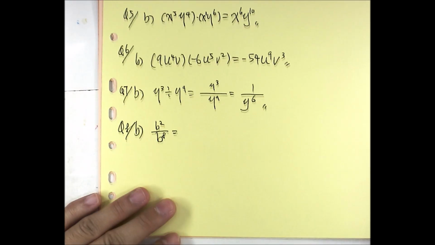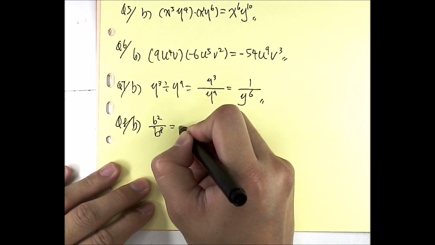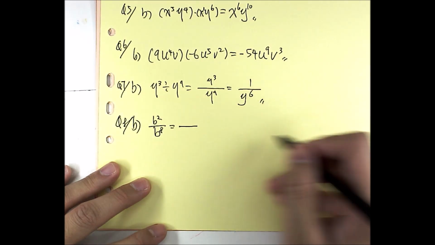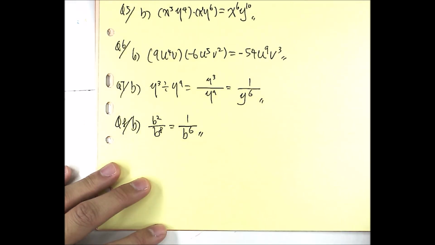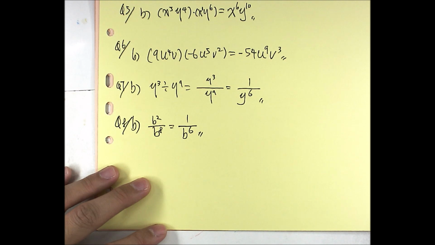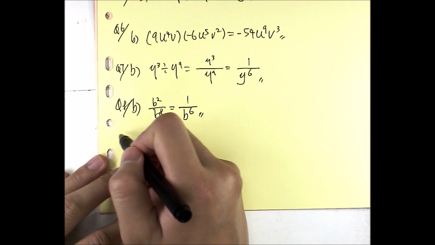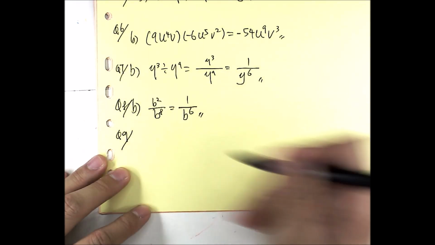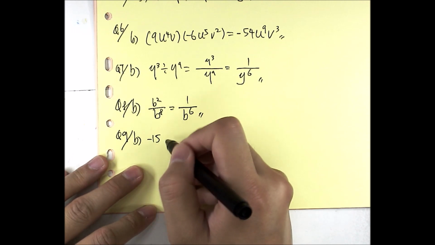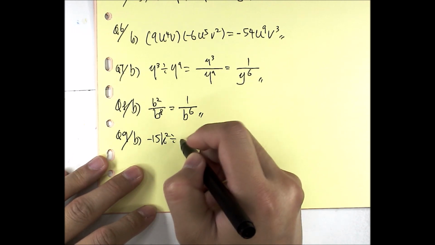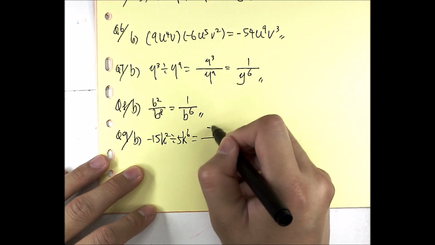It is actually in fraction form, right? So you do the bigger minus the smaller, okay? The answer should be at the bottom. So keep the b, and then to the power 6, 1 above. Understand? So keep going. Next page, go to question 9. We do the B. Minus 15k squared divided by 5k to the power 6. Make it a fraction.